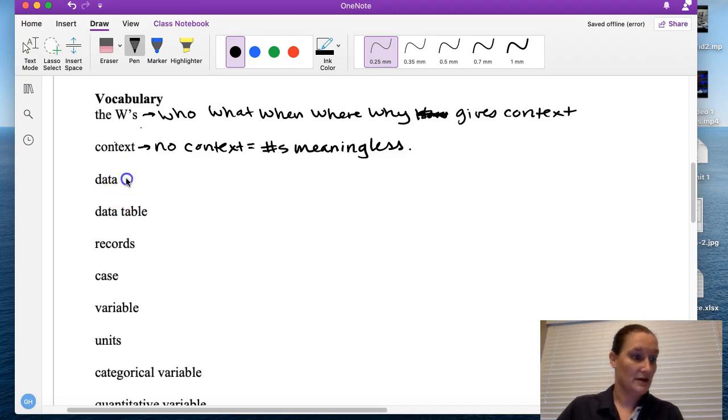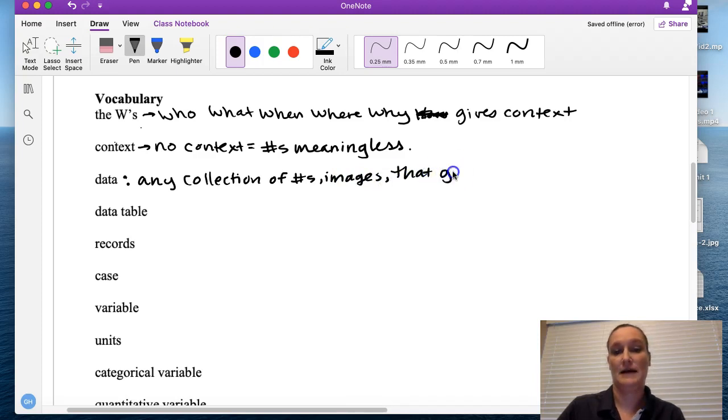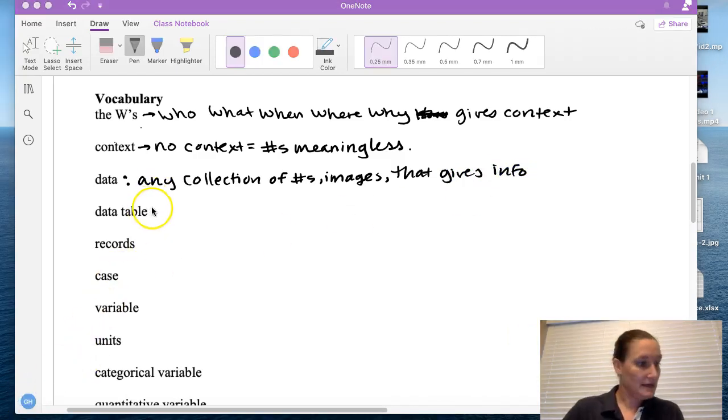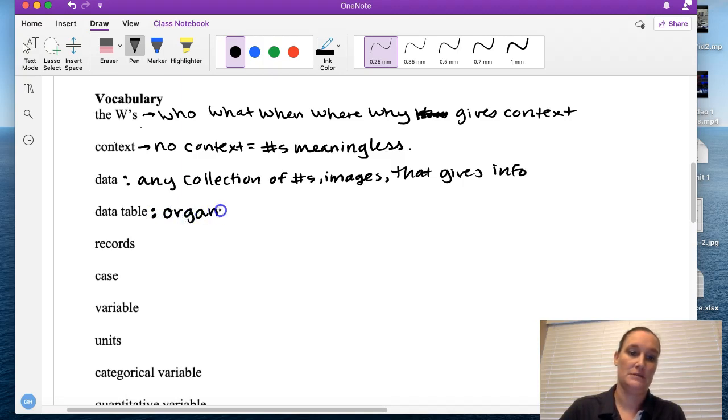All right, the data are any collection of numbers or images that give information. So it doesn't have to be always numbers, but it's something that gives us information. A data table organizes data. You'll see several of these as we go on.